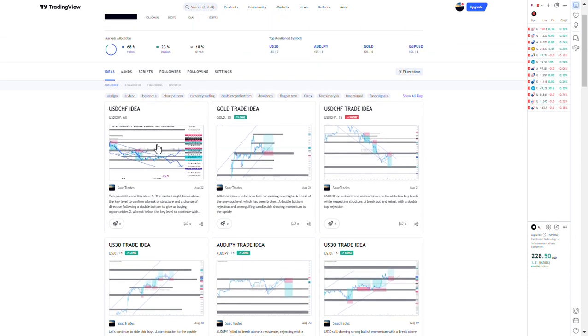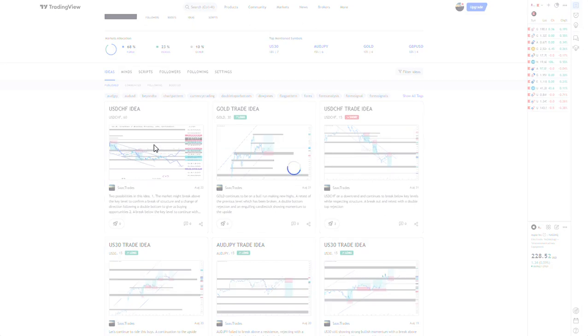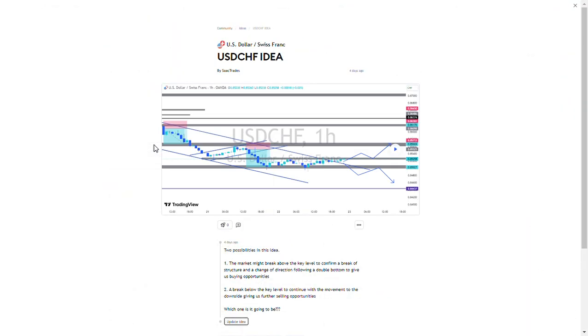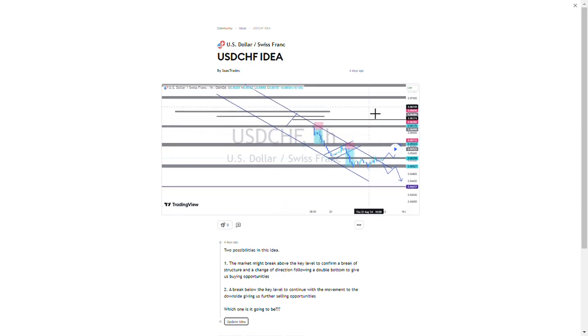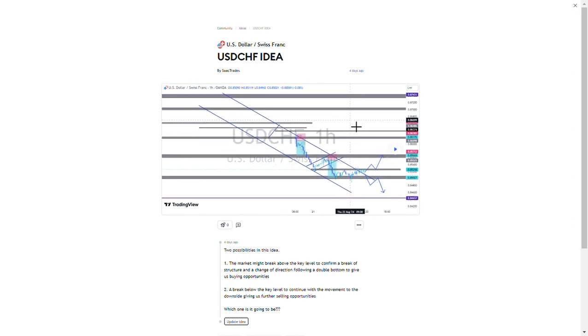Okay? So the last idea that I had for USDCHF was kind of like a prediction of what I thought was going to happen. So this is what actually happened. This is what I said on this idea. I already had my analysis, and as you look at this, this is what I saw. This was just a continuation after taking all these trades, all these positions, right?